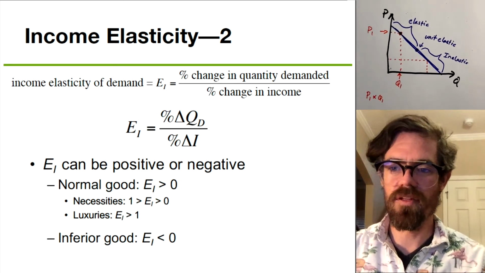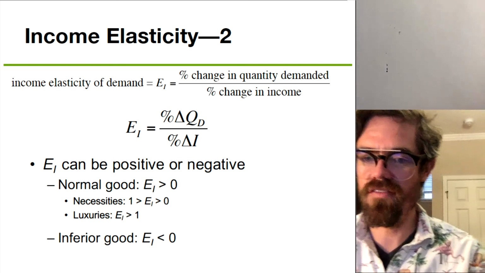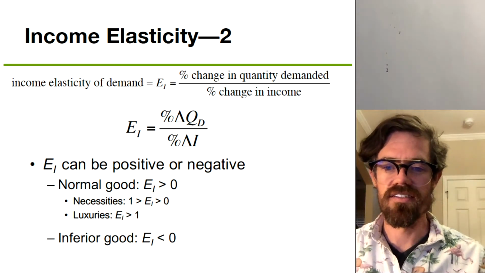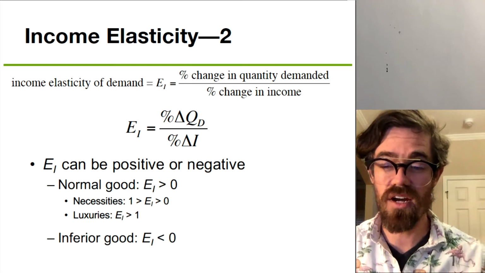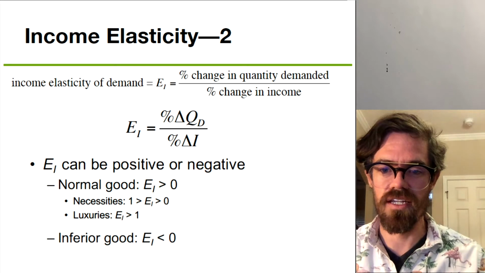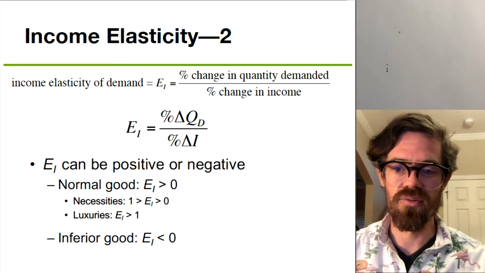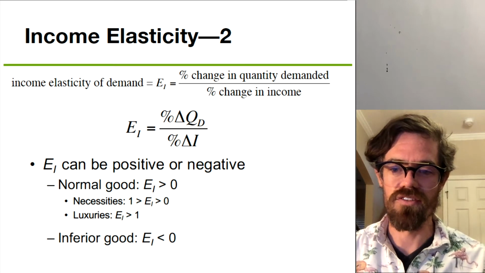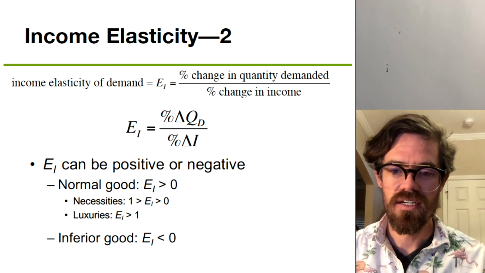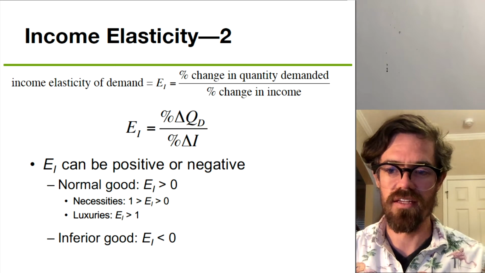Now, as far as our formula goes, it's pretty similar. It's almost identical, in fact. The only difference is that rather than having percent change in price in the denominator, we now have percent change in income. And we're still going to use the midpoint method for this. So we're going to use the average of the two quantities and the average of the two incomes as our point of reference. So we can use the exact same formula. We're just replacing price with income now.